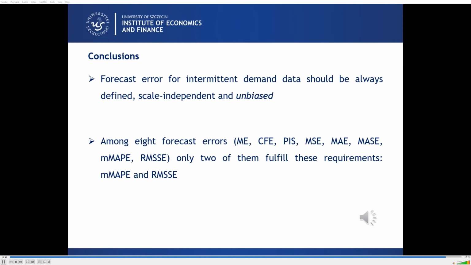For intermittent demand data, forecast errors should always be defined, should be scale independent and unbiased. Among the 8 forecast errors which were analyzed in this research, only 2 of them fulfilled these requirements. They were mean-based MAPE and root mean squared scaled error.